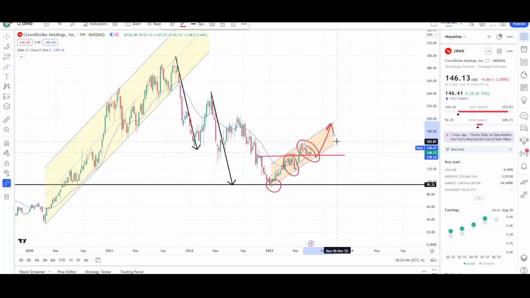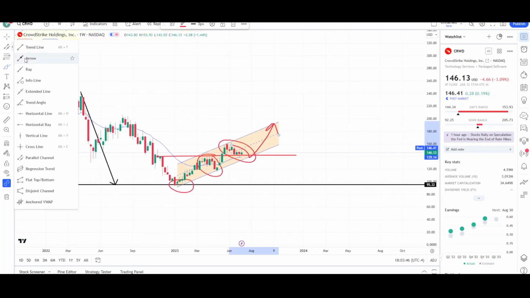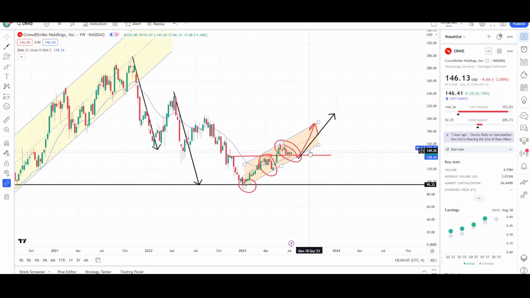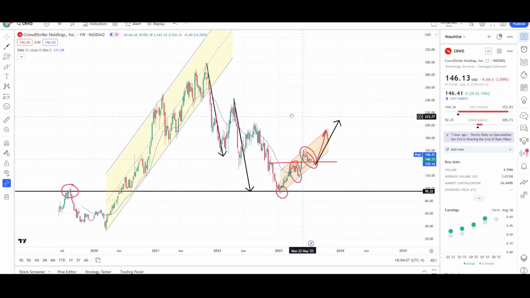I don't really have a target right now. Let's just say we stop correcting at the area that I mentioned. So if you stop correcting right around the mid 130s, low 130s, then the next target for CrowdStrike would be the 200s, specifically the low 200s, the 210s, the 205s. So that would be the next target. So this looks pretty good for higher prices.